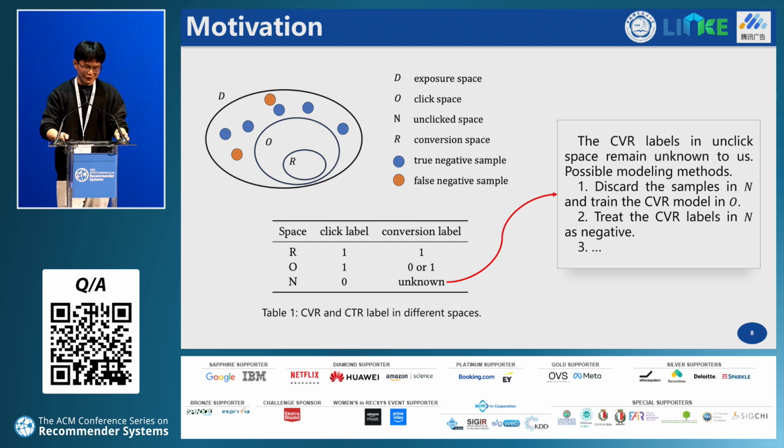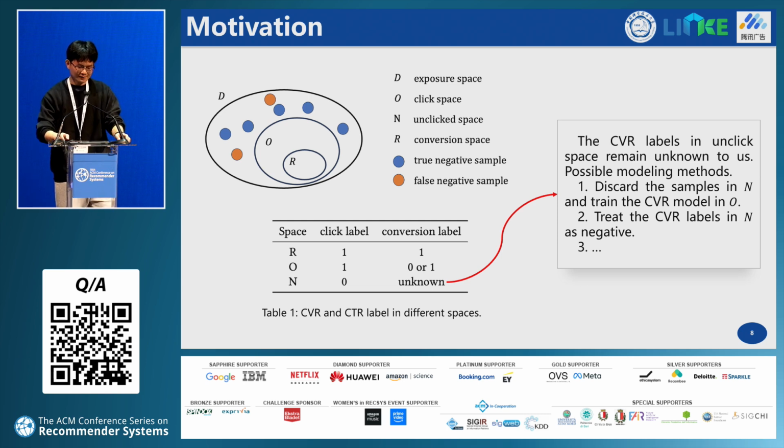And our motivation is quite simple. We divide the exposure space into click space and non-click space. And as far as we can see, in non-click space, there are actually true negative samples that cannot convert, but we argue that there are also false negative samples that, if exposed next time and the user really clicks on them, actually have a chance to get converted. And we just try to model these non-click samples because the CVR labels of these non-click samples are unknown.